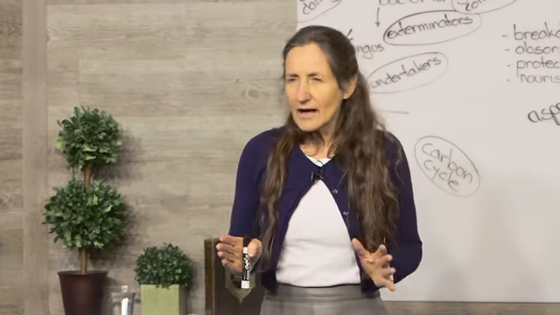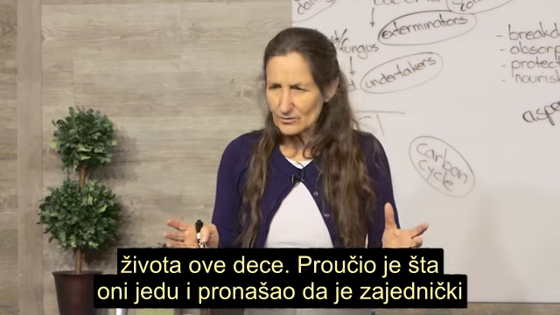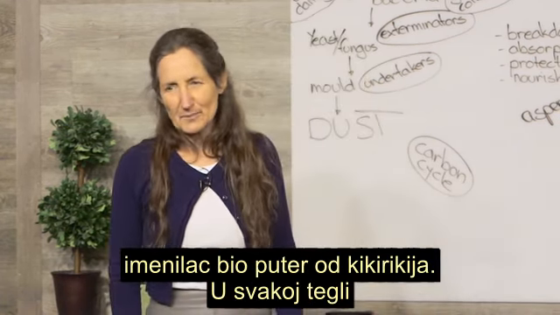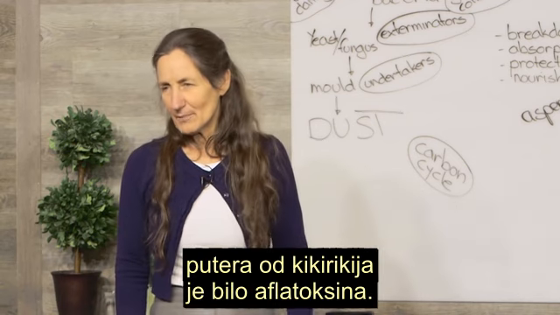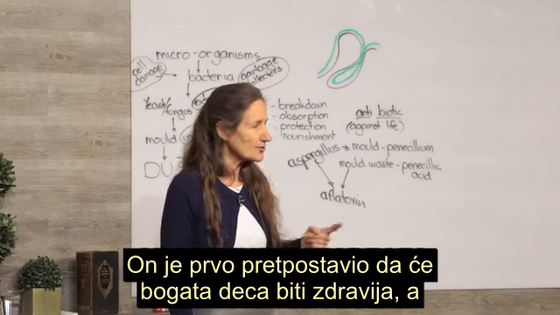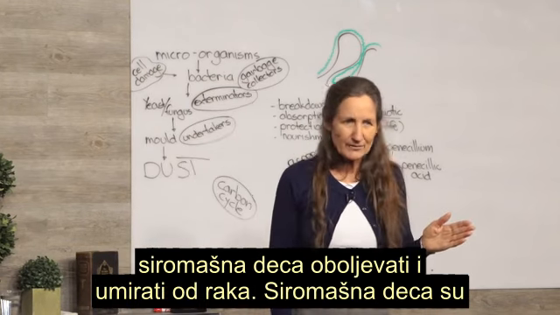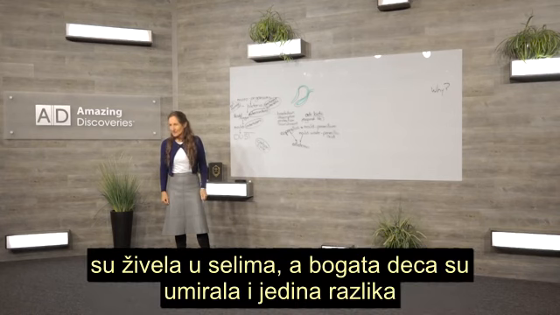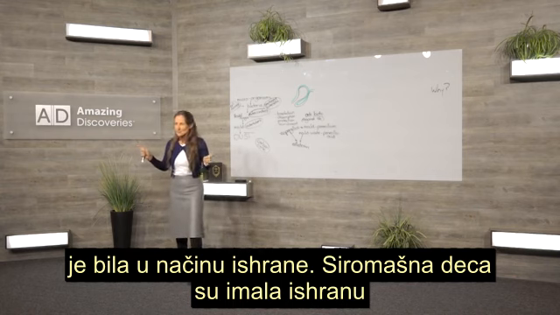So he had a look at the lifestyle, he had a look at what they were eating, and he found the one common denominator was peanut butter. Every jar of peanut butter he tested had aflatoxin in it. He presumed that the wealthy children would be living and the poorer children were dying. The poorer children living in the villages were living and the wealthy children were dying. And the only difference was what they were eating.